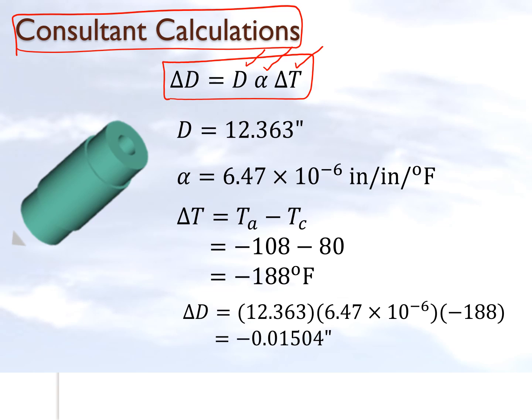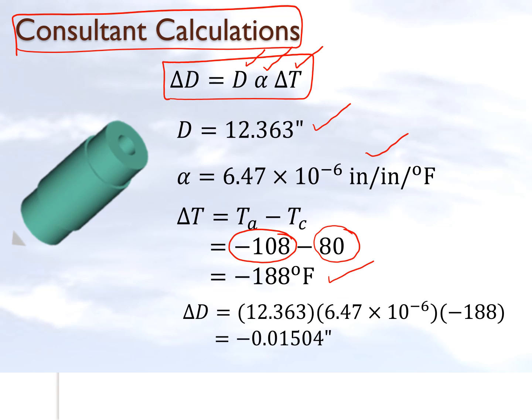So using that definition right here, we have the diameter. We get our alpha from a handbook. This is the room temperature alpha. The change in temperature is 80 degrees. Let's suppose we assume it to be the room temperature, minus 1/8 is the temperature of the dry ice and alcohol mixture. So the change in temperature is minus 188 degrees Fahrenheit.